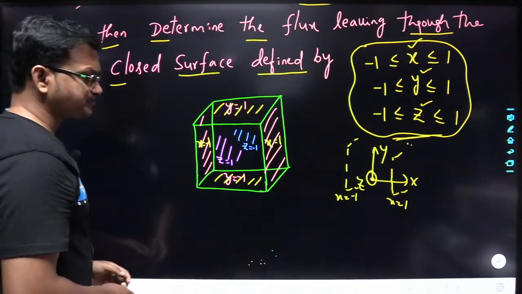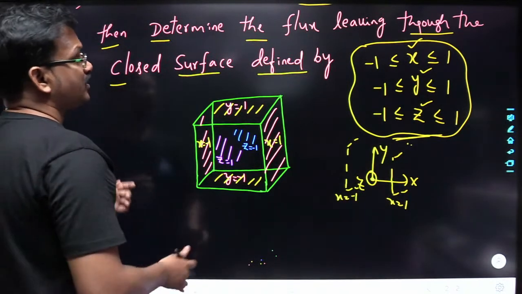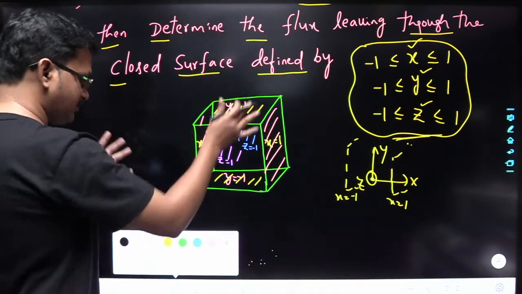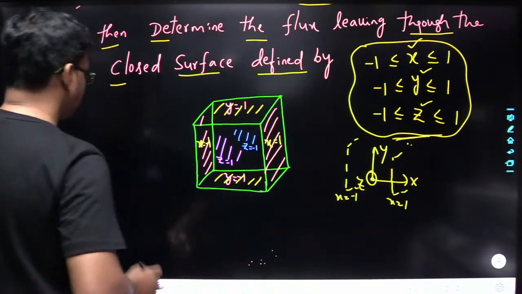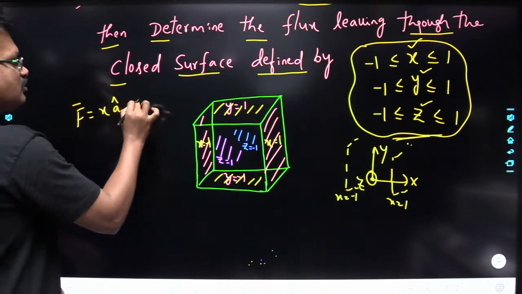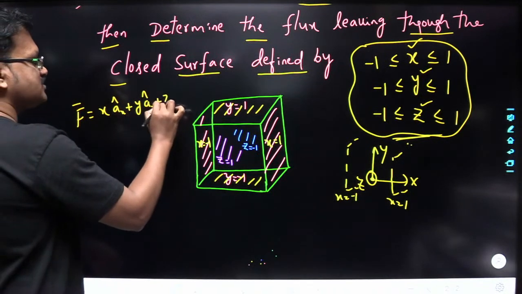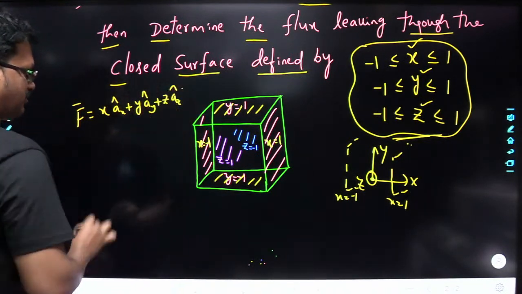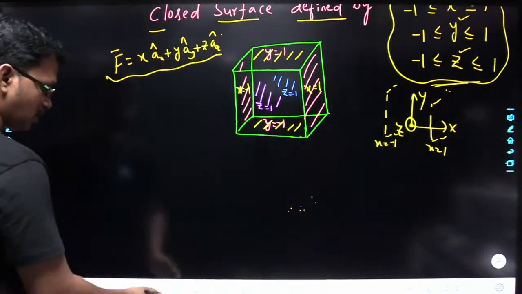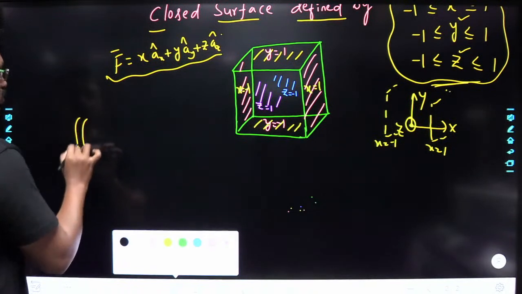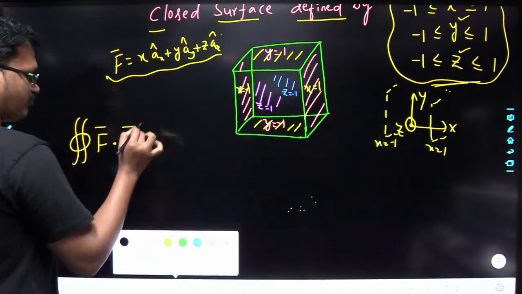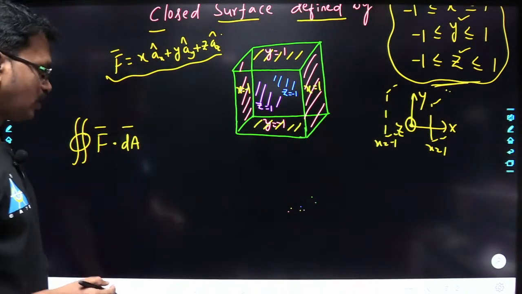Okay. So now they are asking to determine the flux that is leaving this closed surface. They have given the vector field F bar equal to x ax cap plus y ay cap plus z az cap. So if you want to determine the flux leaving this closed surface, what you have to do is the closed surface integral of F bar dot dA bar, right?